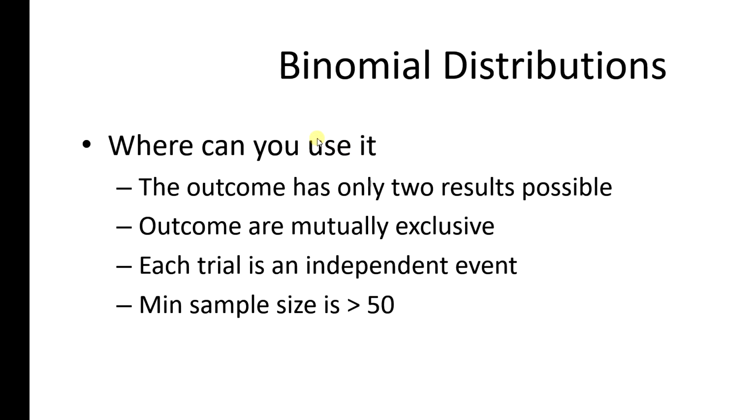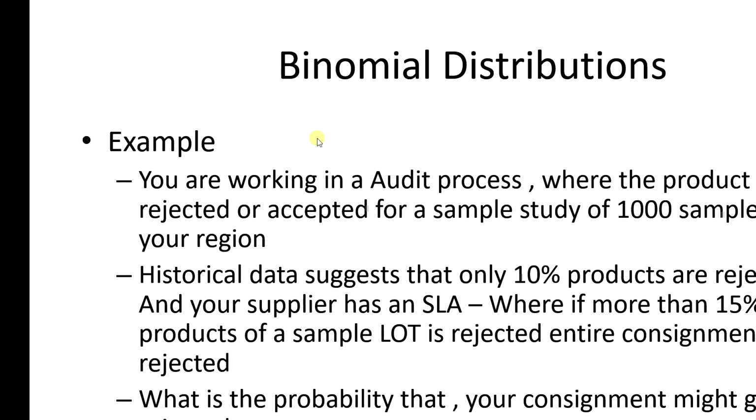That means there is no relation between the first coin toss and the second coin toss. That is independence of trials. And the minimum sample size for this calculation to be accurate is greater than 50, right? Now let me take an example where you will understand where you can use this.